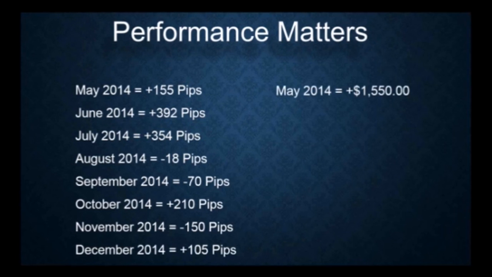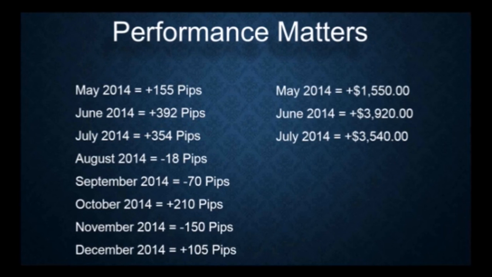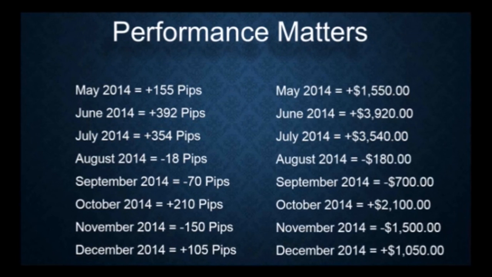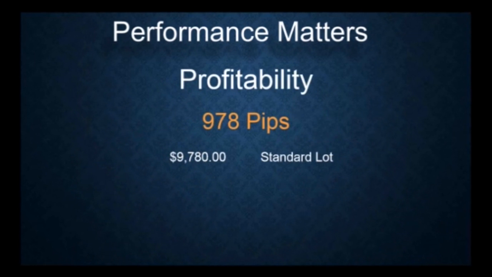So in May, that's $1,550 US gain. June, $3,920. $3,540, a loss of 180, a loss of 700, a gain of 2,100, a loss of 1,500, another gain right there. And folks, bottom line, this year alone since May, $9,780 US at a standard lot alone. How many of you would like to generate that?